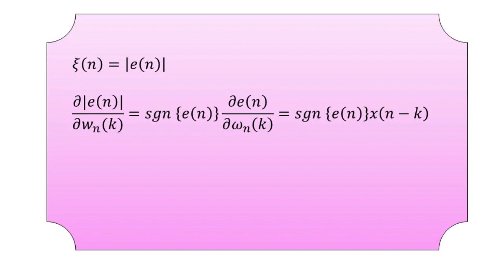So therefore the gradient vector will take the form del zeta of n is equal to the signum function of E of n into x of n here. X should be a small case here, a typo mistake. So this is the result here, and therefore the sign error algorithm is also sometimes known by the name least mean absolute value algorithm. We can abbreviate it as capital LMAV, standing for least mean absolute value here.